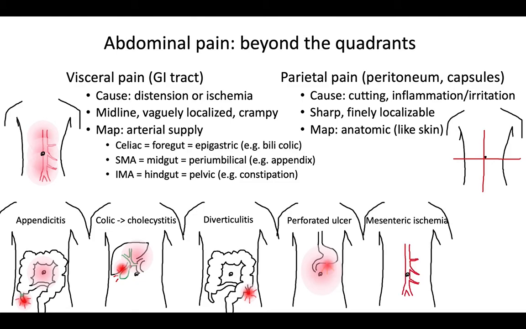Finally, in visceral or mesenteric ischemia, if you throw a clot into the superior mesenteric artery, that is going to cause ischemia and thus visceral pain, and it's going to be experienced as a nonspecific midline, vaguely localized crampy pain in the periumbilical area in the example of SMA obstruction, or potentially in the epigastrium or in the pelvis, depending on which artery is ischemic.